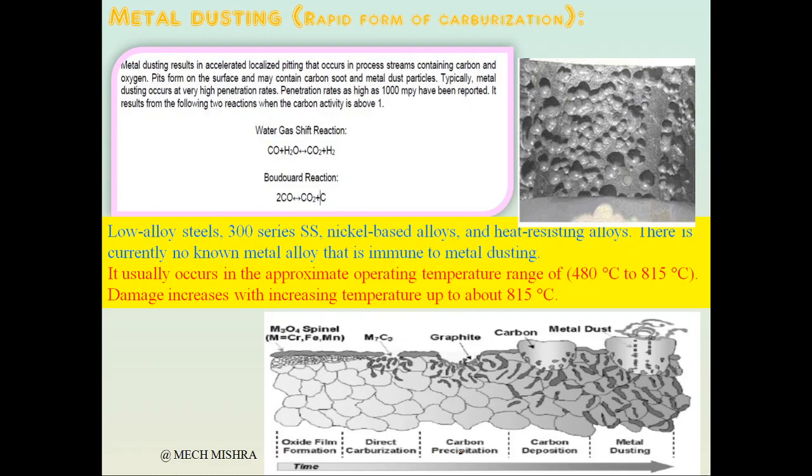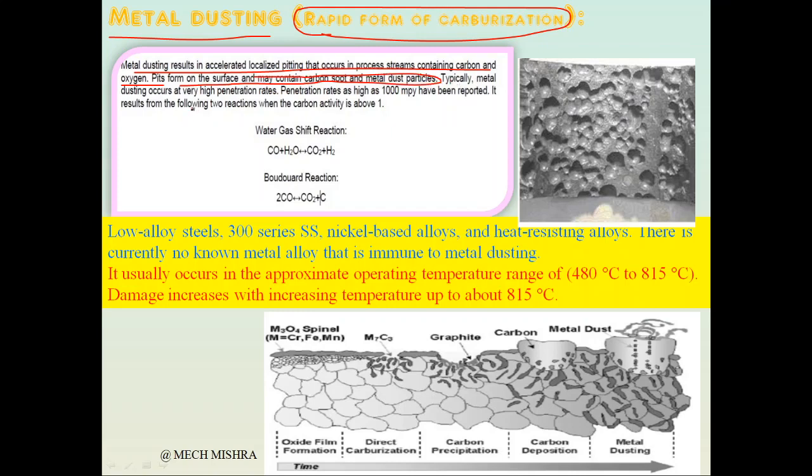Now one more important thing in dry corrosion is metal dusting. Metal dusting is basically a rapid form of carburization. It is carburization but happens at a very rapid rate. Metal dusting results in accelerated localized pitting that occurs in the presence of a stream containing carbon and oxygen. When a stream contains carbon and oxygen, it appears as highly accelerated localized pits on the surface, which may contain carbon soot and metal dust particles. So metal will be released in the form of dust.